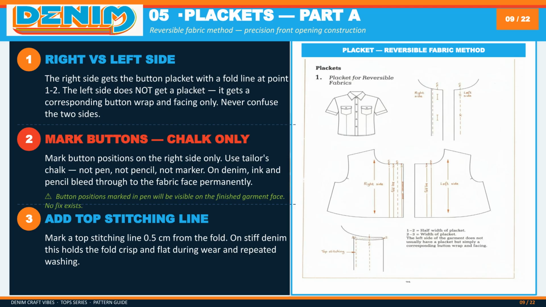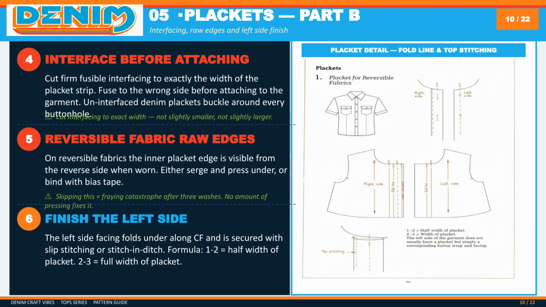The right side usually carries the button placket, while the left side folds into a wrap and facing. Mark the button positions clearly. Interface the placket for support, then fold and top stitch to hold the shape. On reversible fabric, finish every visible inward edge cleanly because the inside may still be seen.